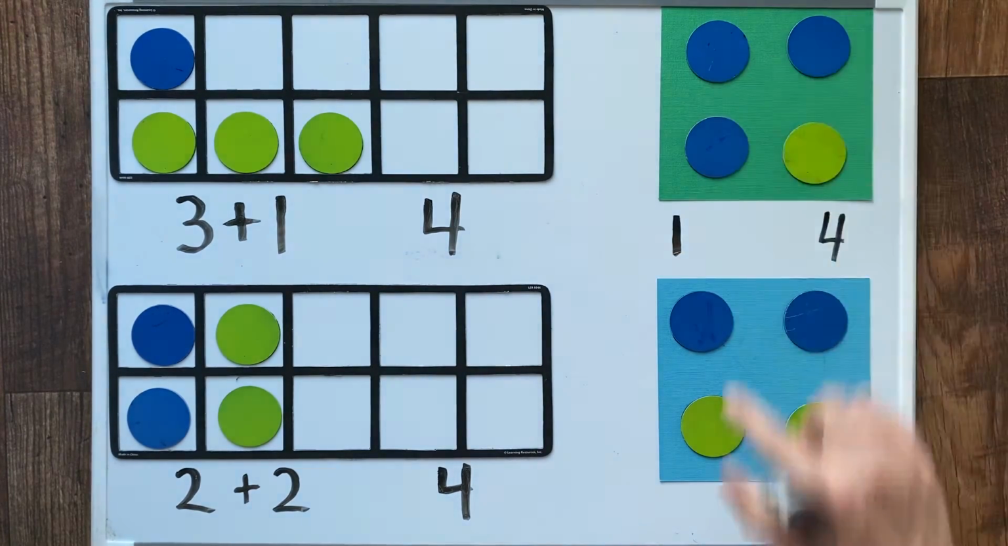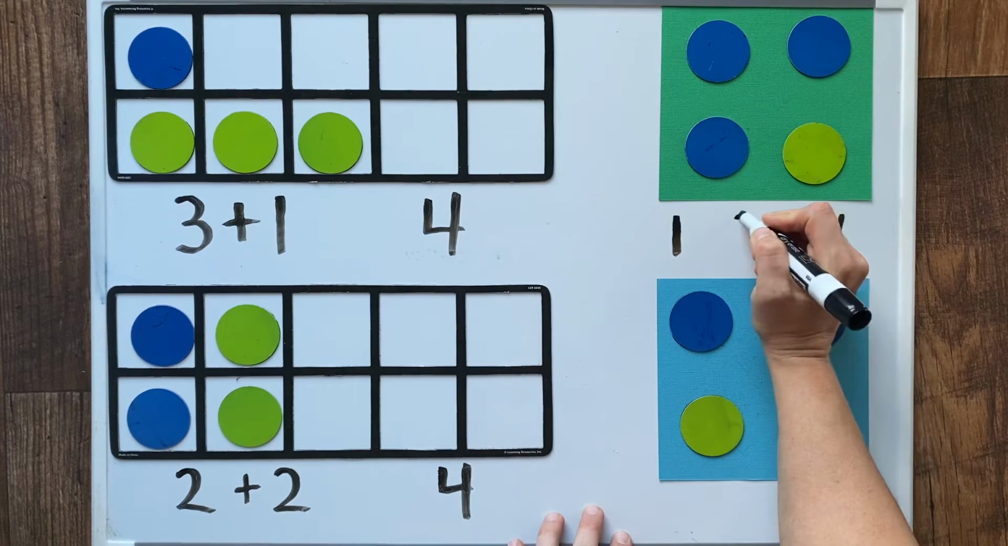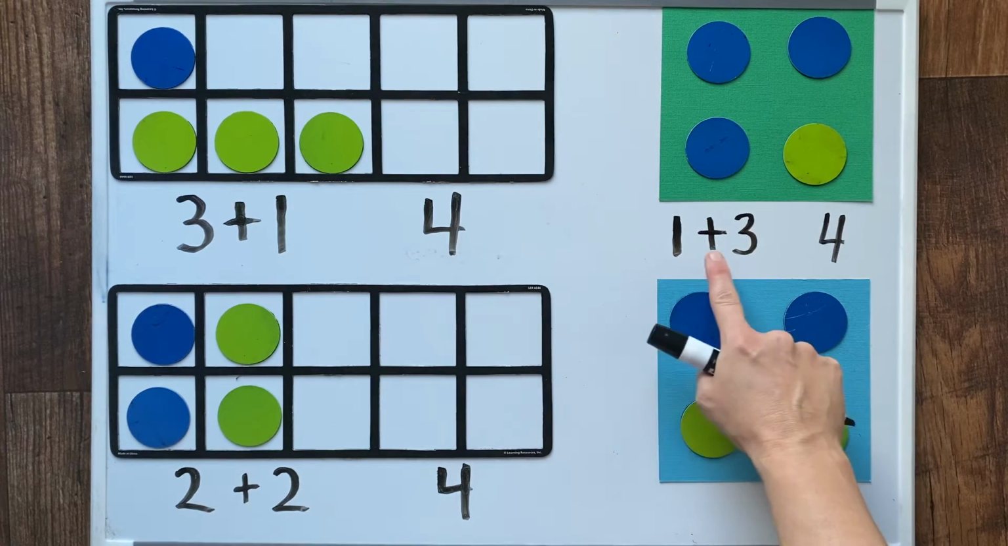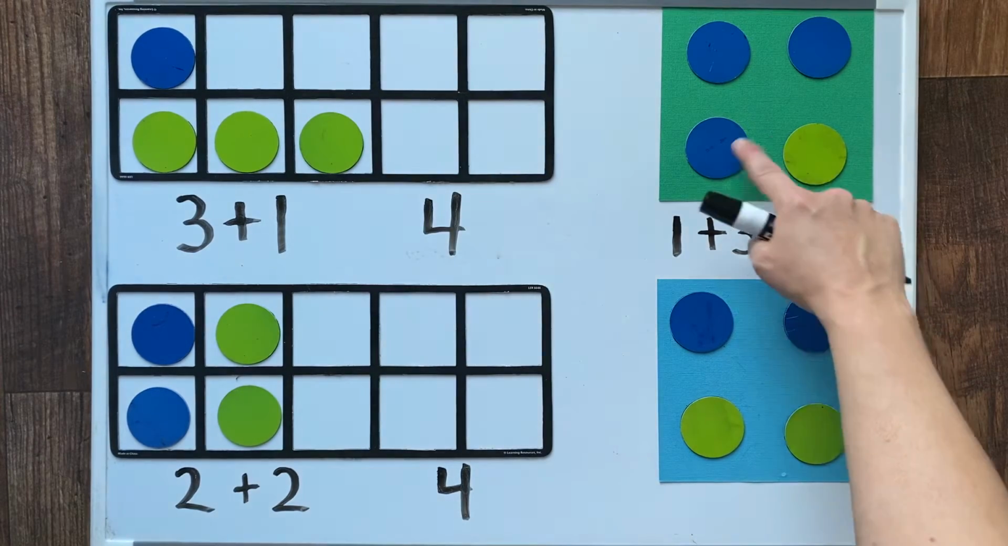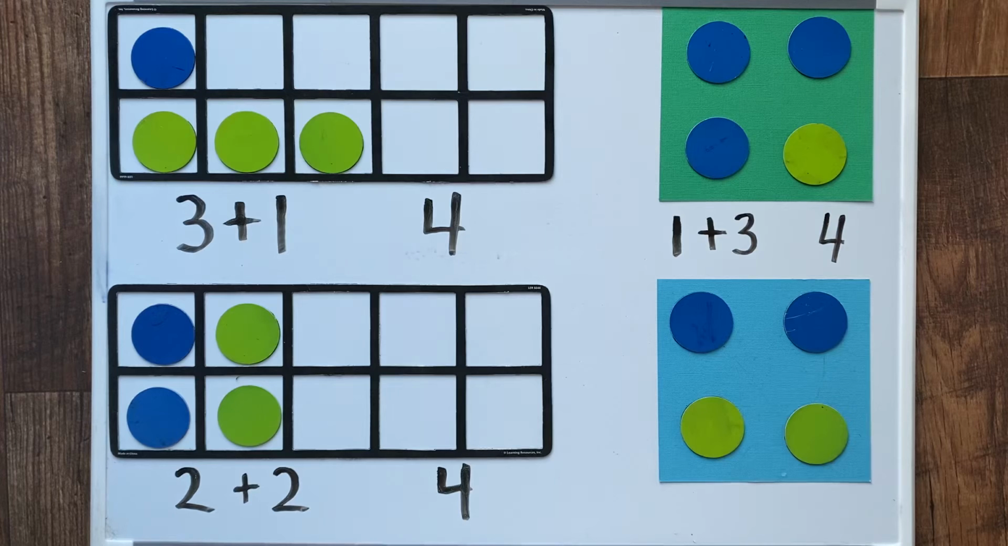Then how many in the blue group? Did you say 3? You are right. There are 3. Now I'm going to put my and sign down. And let's read this. 1 and 3 together makes 4. 1, and then this blue group of 3, but when I put it together, there's 4 dots.